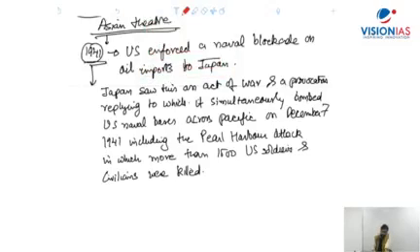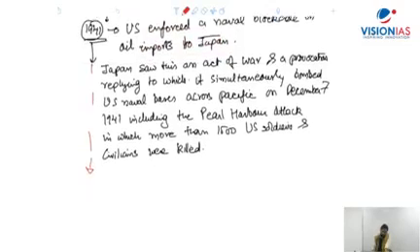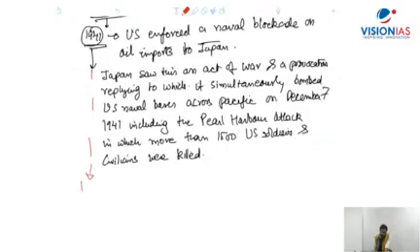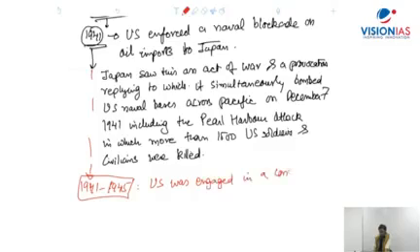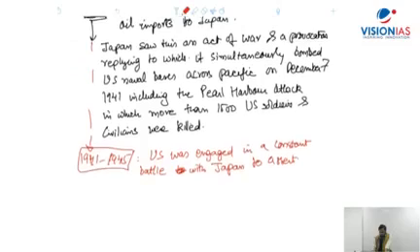Now, what you see next is that from 1941 to 1945, the US was engaged in a constant battle with Japan to assert naval supremacy in the Pacific region.